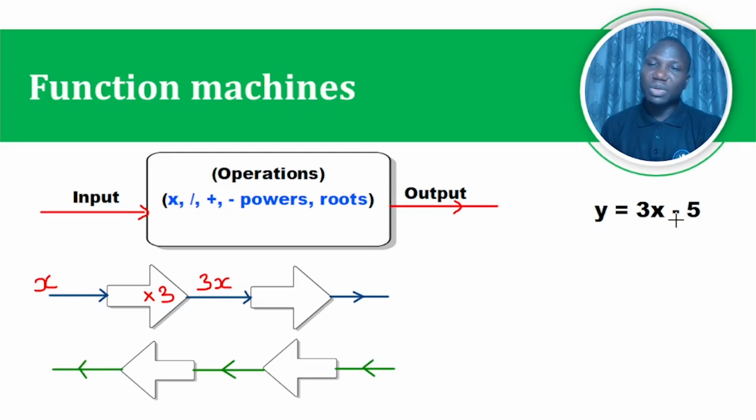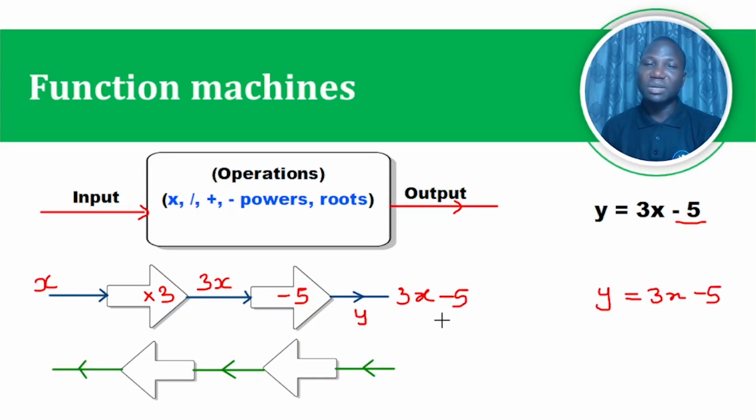Now, if you observe again, we have a minus 5. Minus 5 is subtracted from 3x. So the function of this second machine is to subtract 5 from the 3x that is coming into it. So 3x goes into this machine. This machine will subtract 5 from that 3x, and the end result will be 3x minus 5, which is our output. Therefore, y is equal to 3x minus 5. What comes out of the machine finally is our output. So we can see from this function machine there are two basic operations here. We did multiplication and then we did subtraction.